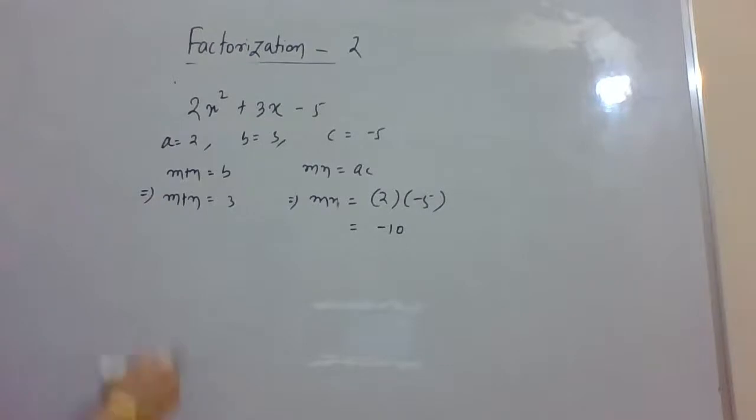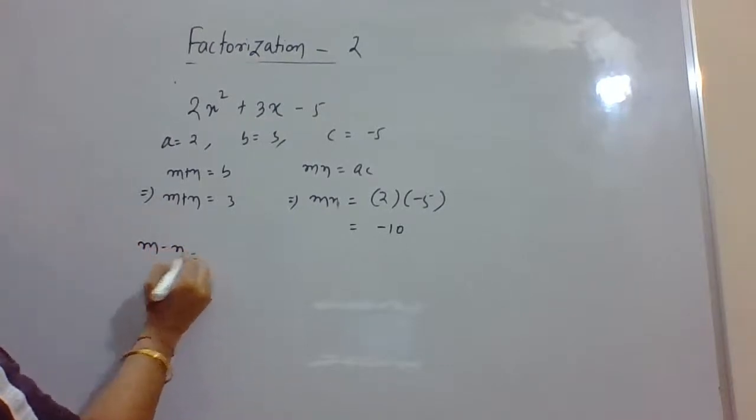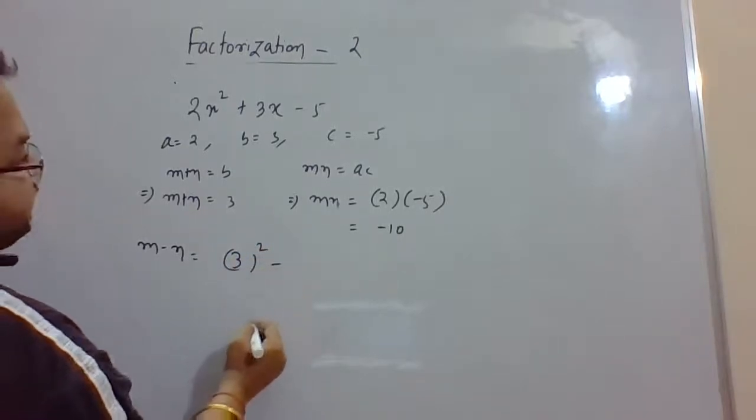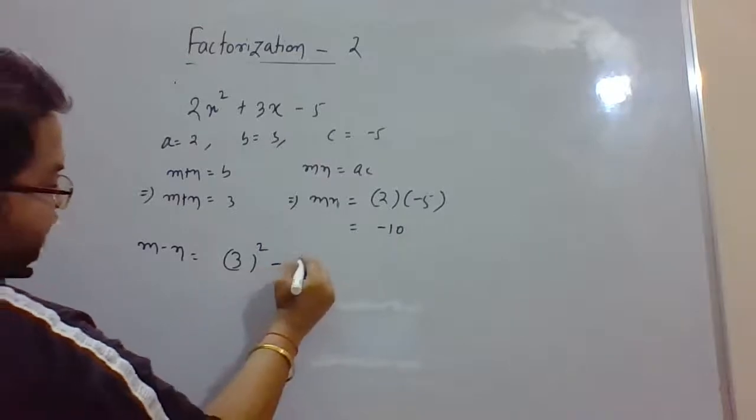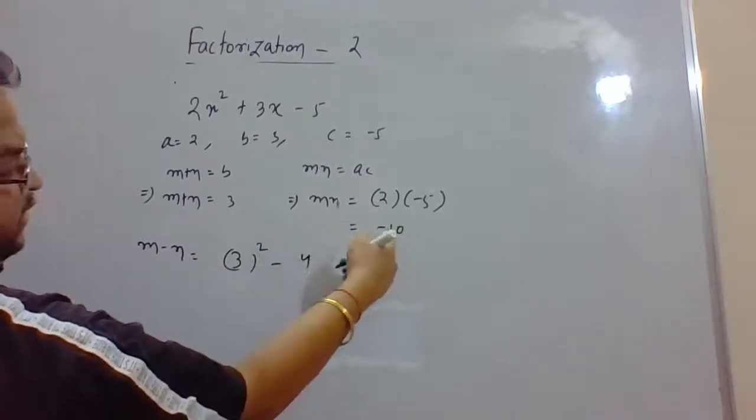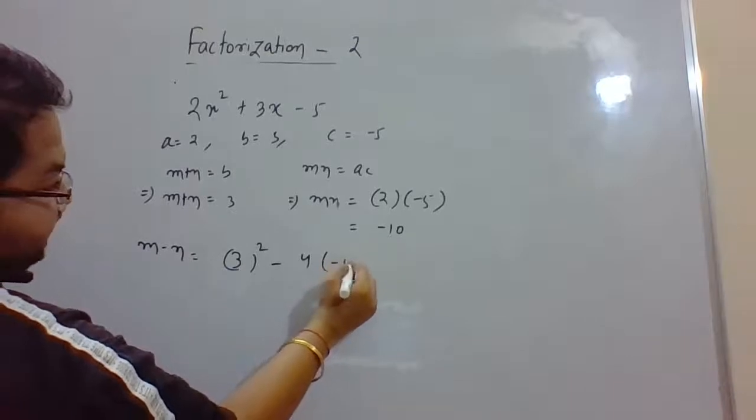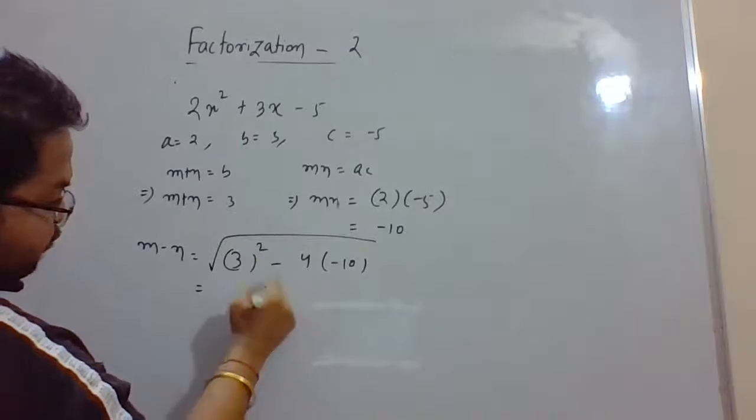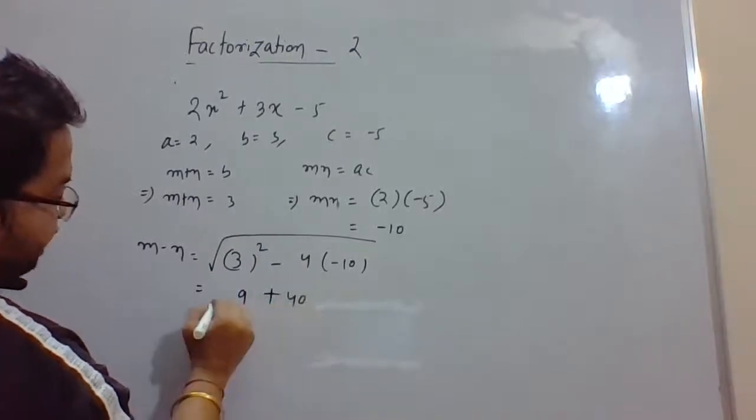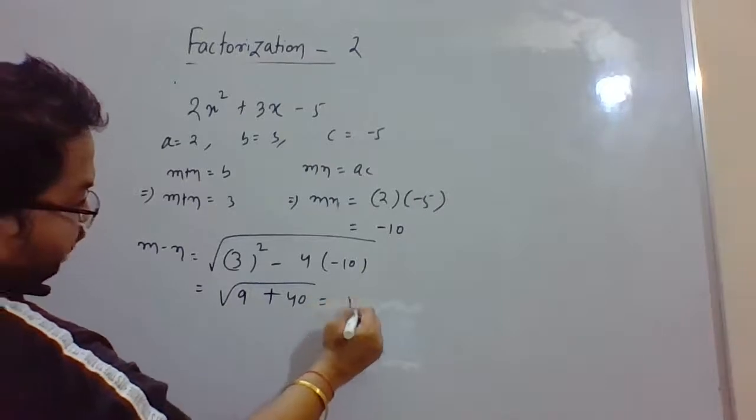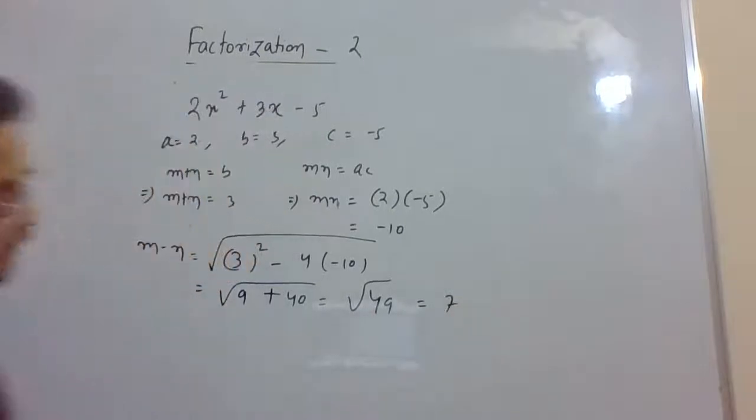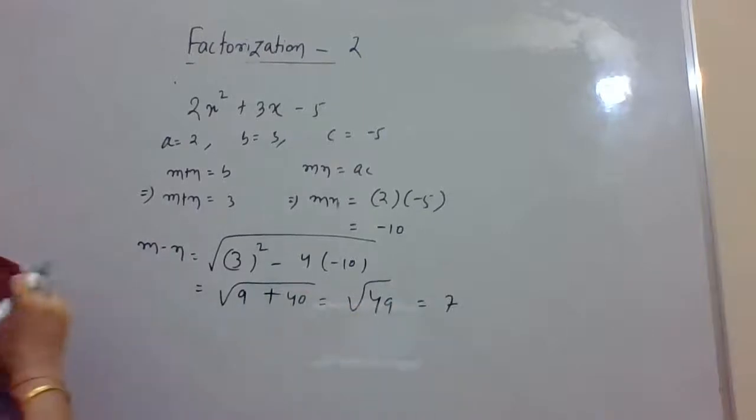Okay, so let's find out the value of m minus n. That is the square root of (m plus n) whole square, that is 3 square minus (a plus b) whole square minus 4ab. So ab is nothing but mn here, that is minus 10. So 3 square is 9, minus into minus becomes plus, 9 plus 40, right? So that is nothing but root over 49, that is nothing but 7. So here your m minus n comes out to be 7.